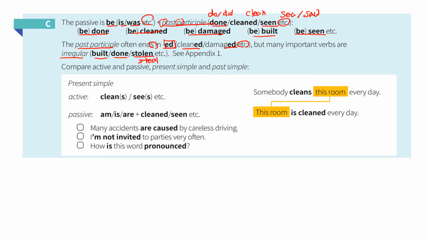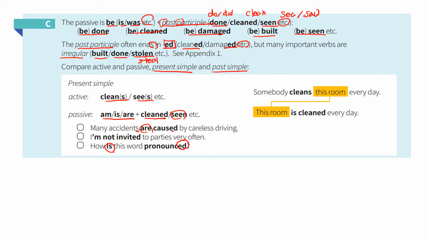Compare active and passive, present simple and past simple. Present simple: cleans, sees. Passive: am, is, are cleaned; am, is, are seen. Many accidents are caused by careless driving. I'm not invited to parties very often. How is this word pronounced? Is pronounced. Somebody cleans this room every day.